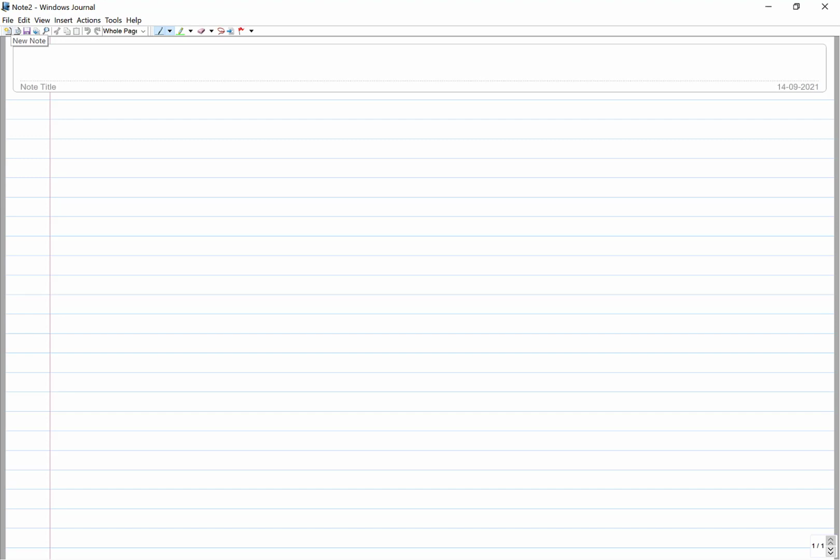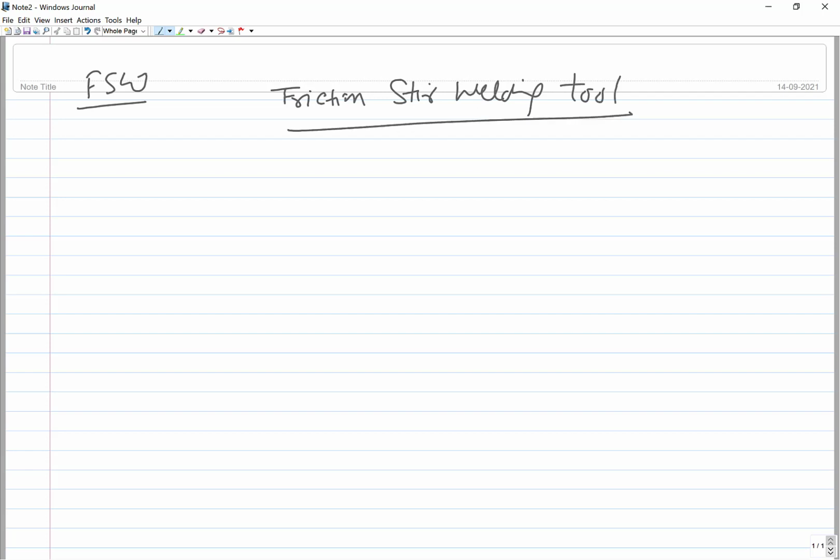Okay, so let us see how the joint is developed and what is the basic idea behind friction stir welding. So here what we see, there are two things mainly in friction stir welding, or you can say the joint is developed primarily with the help of the friction stir welding tool. So the tool is the crucial thing here, apart from the plates to be joined.